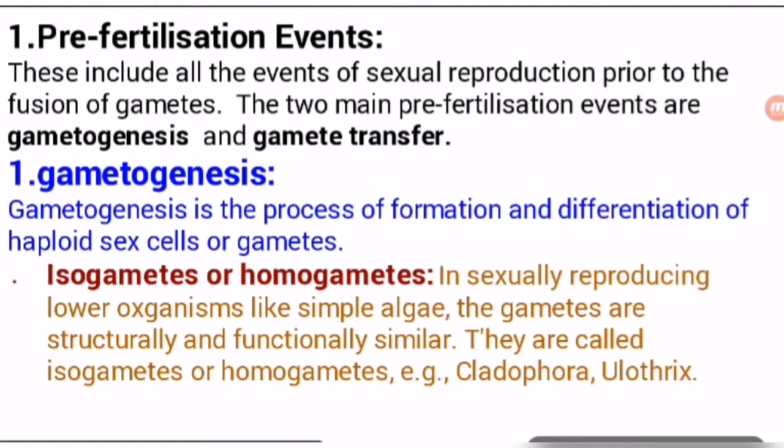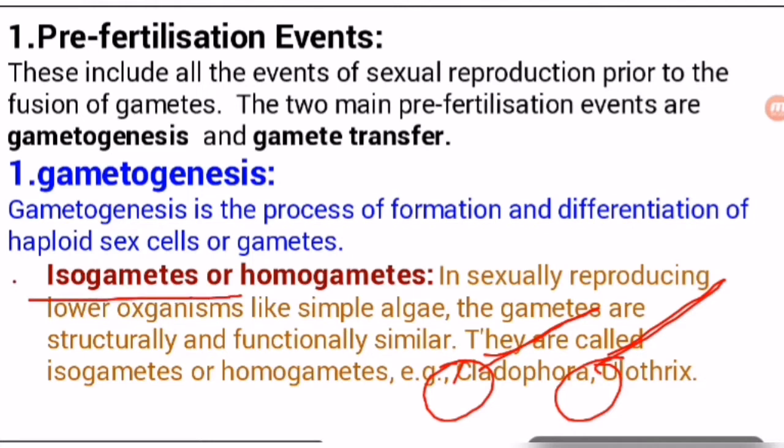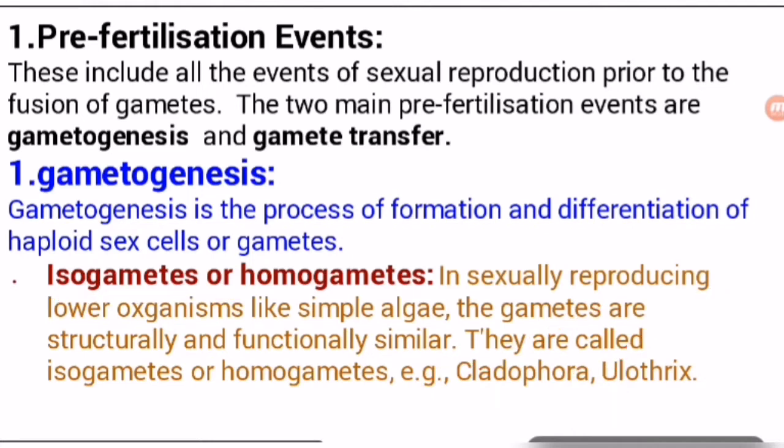Students, gametes are of different types in different individuals. What are the categories of these gametes? Isogametes or homogametes. Sometimes male and female gametes have a similar appearance, and these are known as isogametes. Iso means same, homo means same. So when gametes are similar to each other, they are known as isogametes.